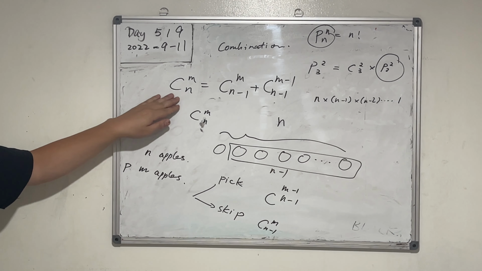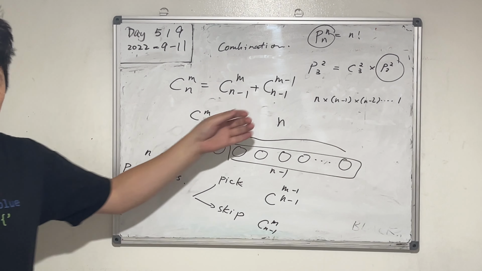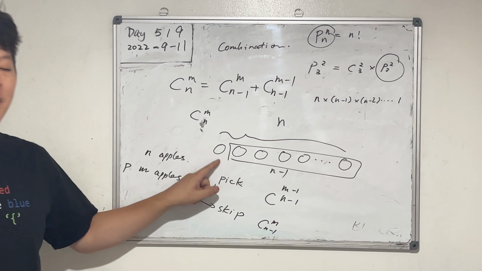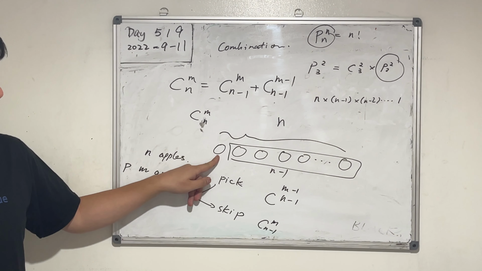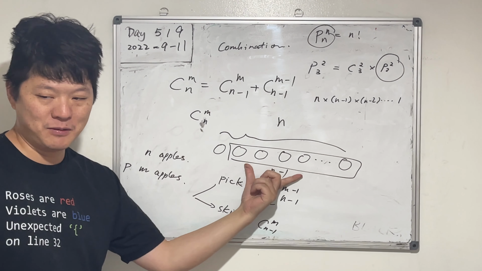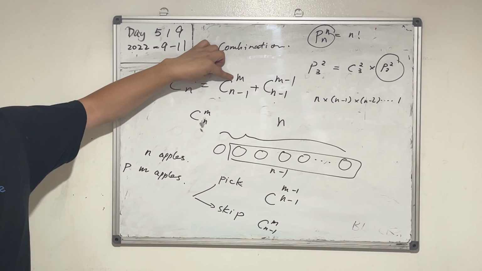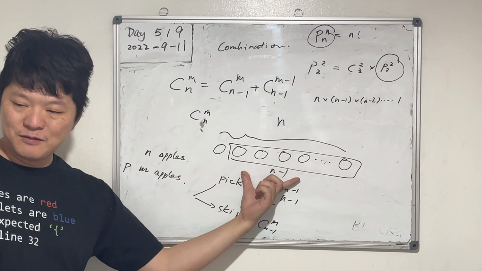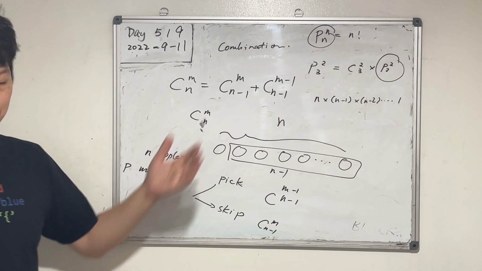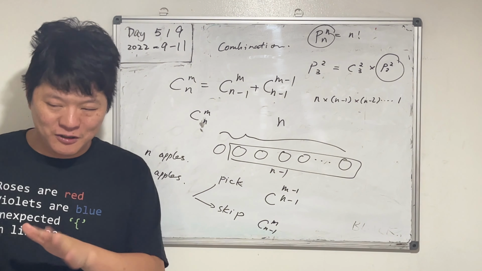This is how we get this recursion relation for the combination. Let me repeat this. We have n apples. Let's look at the first apple particularly. If we pick it, we need to pick m minus 1 more from n minus 1 apples. If we skip it, we still have m apples to pick, from n minus 1 apples. There are 2 choices: you pick it or skip it, you don't eat it.